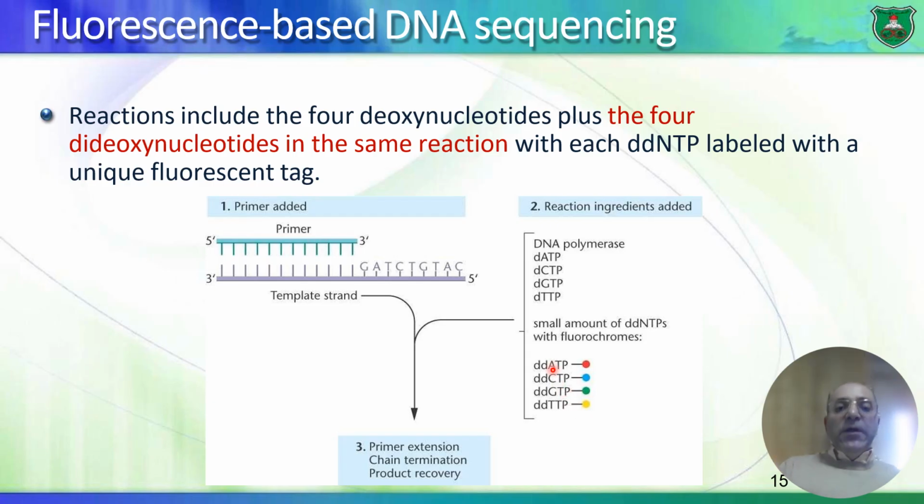So A emits a color that is red. C is blue. G is green, and T is yellow. So each one of them gives a certain color. Instead of having 4 reactions, we're going to have just one reaction. And this one reaction is going to contain the template, the primer, same thing as the other sequencing. Well, this is called Sanger sequencing as well because it's based on dideoxynucleotide.